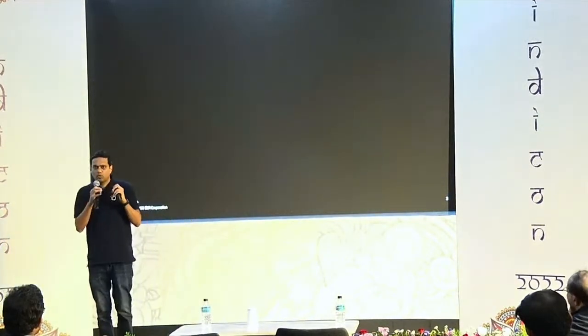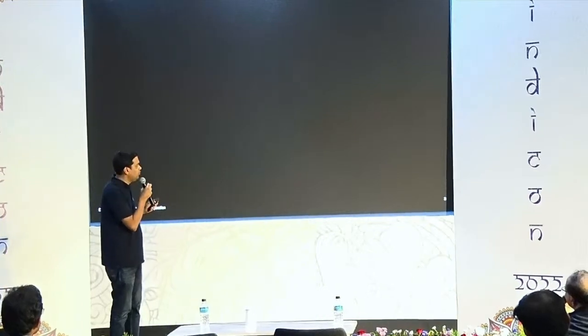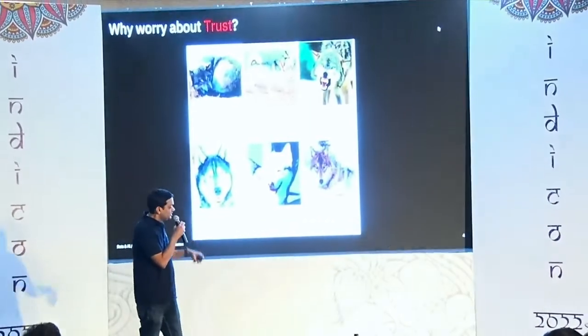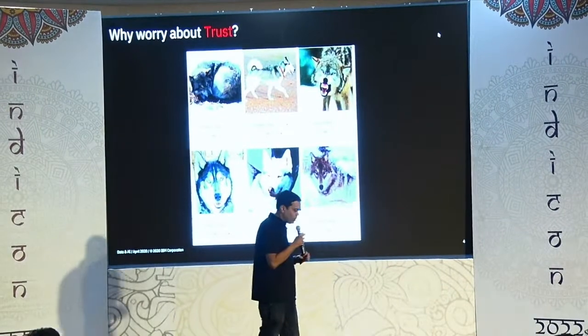There is a question of trust in AI models. And this is an excellent example of why that is important. So there is a breed of dog called husky.